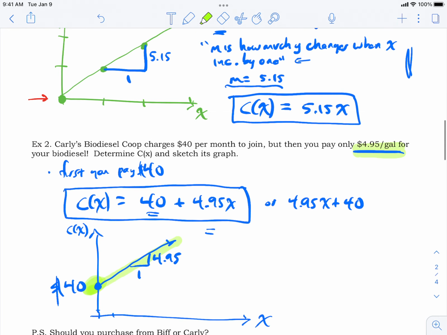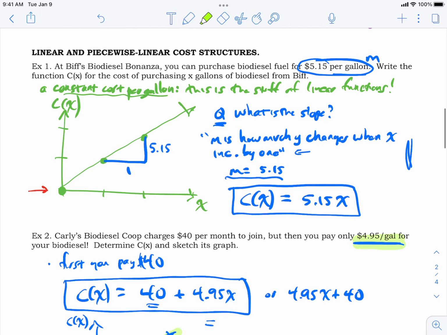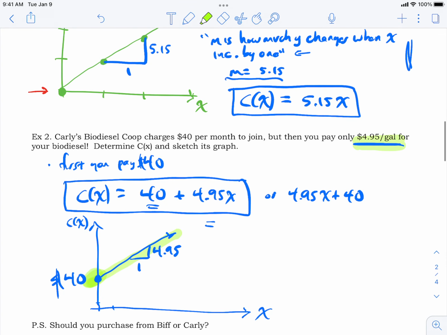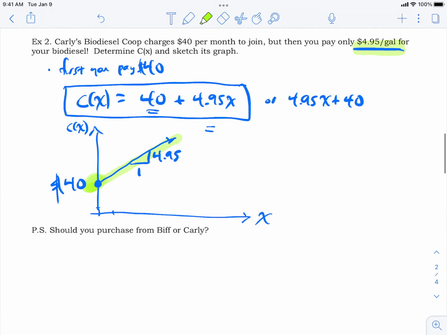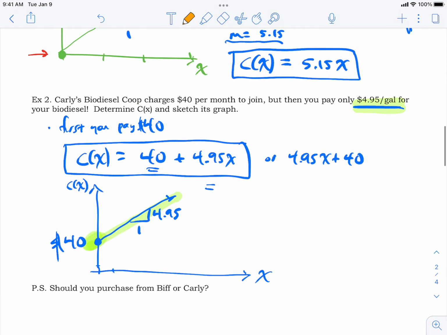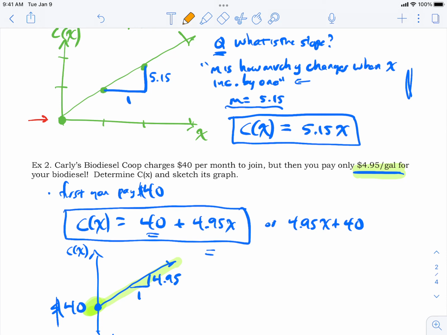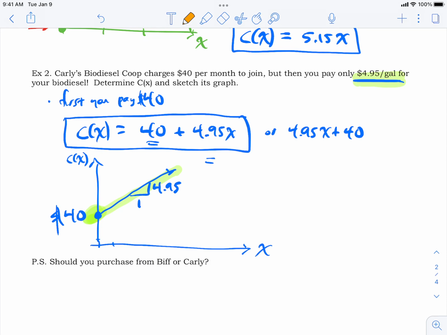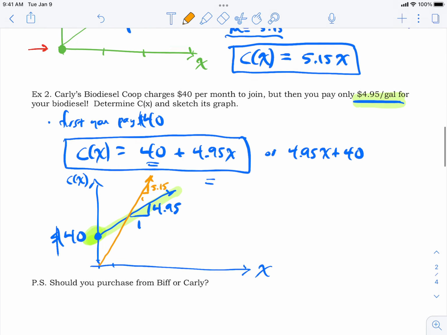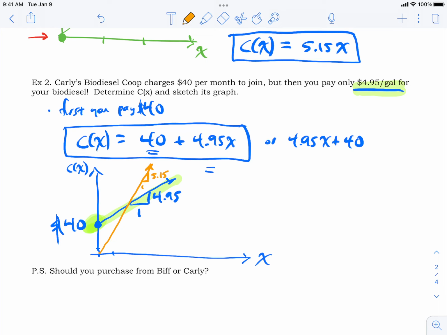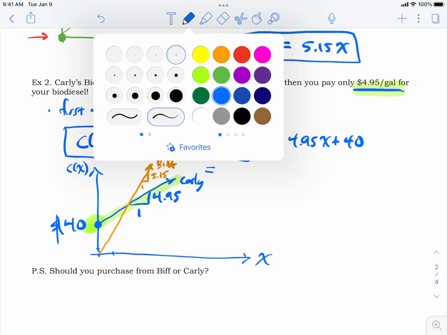All right. As long as we're on this page, comparing Biff to Carly. Okay, so Biff was $5.15. Carly was $4.95, but you had to spend $40. Who should you buy from? Well, if I were to take this Biff line here and draw it right on top of the Carly line, right? Biff, you started by paying nothing. The problem was it was more expensive. So the slope there was $5.15, I think, right? Yeah, $5.15. So maybe I'll write this is Biff. Just to be clear, that's Biff. That's Carly.